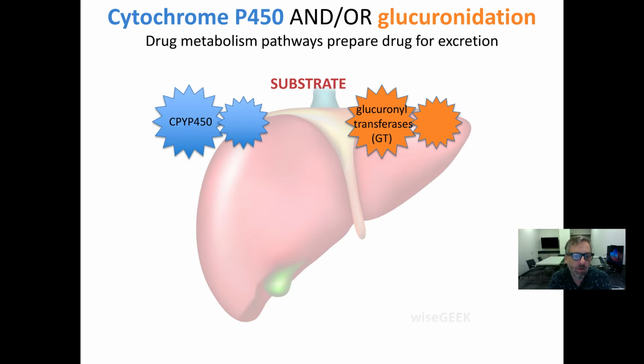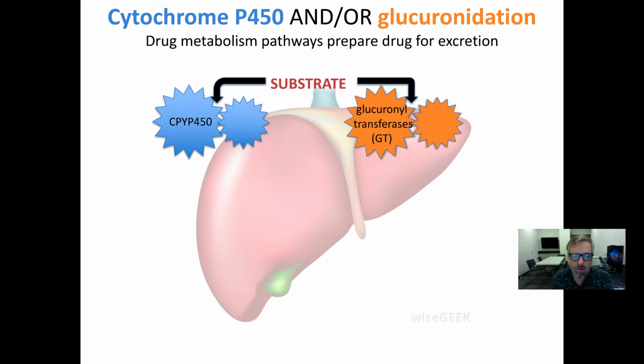So those are the cytochrome P450, sometimes referred to as CYP P450 or P450. Those are all shorthands for the same thing. Or the less talked about glucuronosyl transferases or GTs. So in both cases, what these are doing is they're taking the substrate and they act like little machines. They break down the drug.